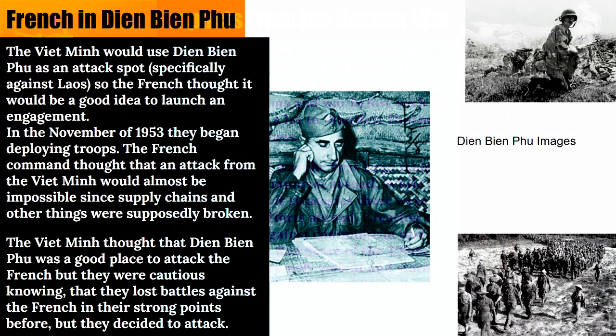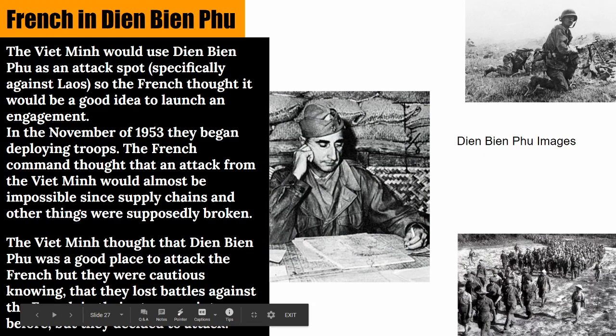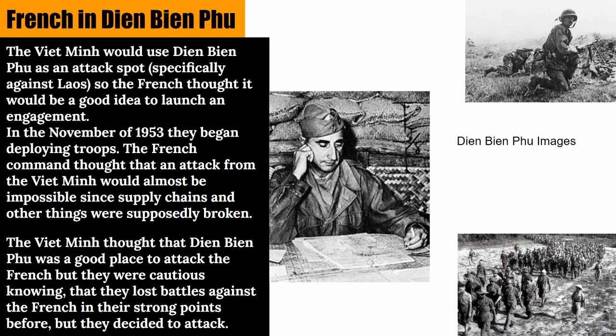So now we're at the beginning of one of the most large-scale battles in the Vietnam War. The Viet Minh would use Dien Bien Phu as an attack spot, specifically against Laos. So that's what they had it for. The French thought it would be a good idea to launch an engagement. They did. In November of 1953, they deployed troops. The French command thought, after they took it over, that an attack would be very unlikely, considering that they blocked supply chains and supposedly everything was broken, no transport, so they had very weak defense, thinking that an attack was almost impossible.